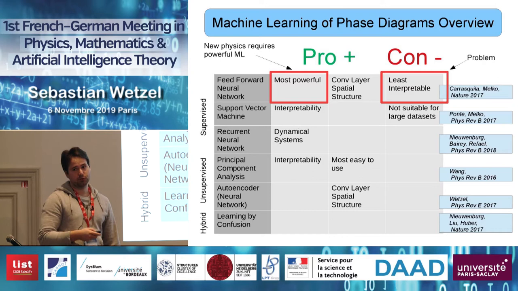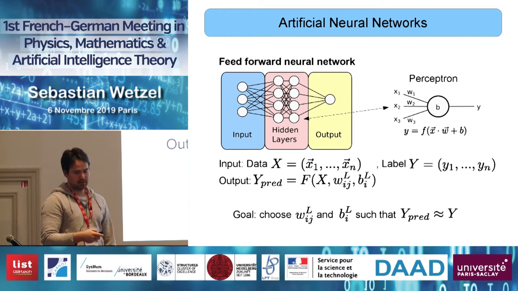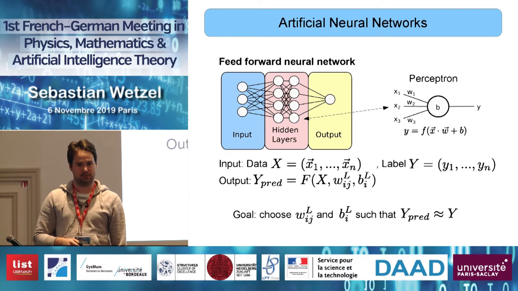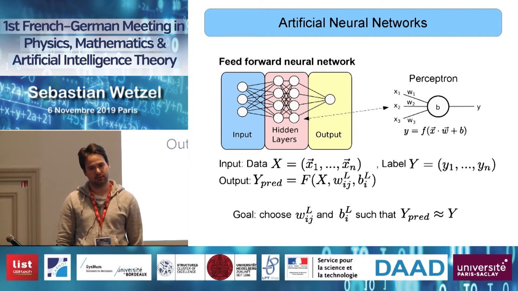Just a question. Surely people try convolutional networks, especially on these 2D phases. Okay. If I say feed-forward neural networks, I also already include convolutional neural networks. Oh, okay. So if you train in a supervised manner, how do you expect to discover something new by the neural network? Okay, so there are different opinions.